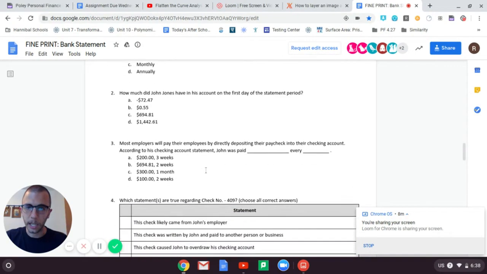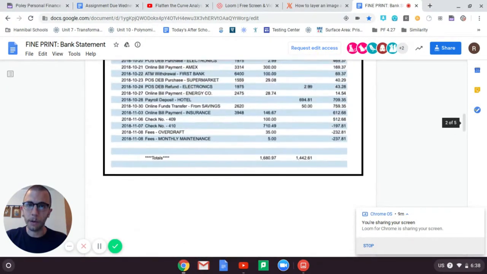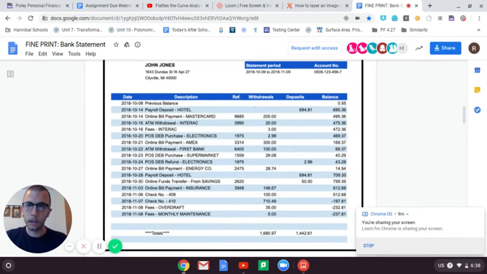So let's see. We already looked at a payroll deposit, right? That first transaction after his previous balance was a payroll deposit. Looks like he works at a hotel, and that amount was $694.81. And if you go down, we're looking to see how frequently this happened. There's another matching deposit right down here where my cursor is now. Again, for $694.81. Payroll deposit from that same hotel. This one was dated October 28th. The original one was dated October 14th.